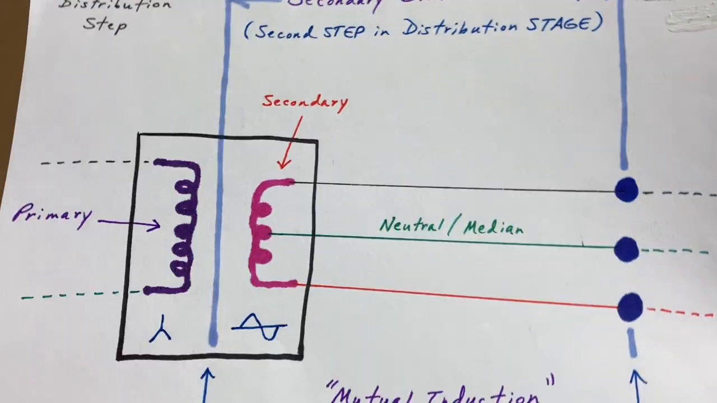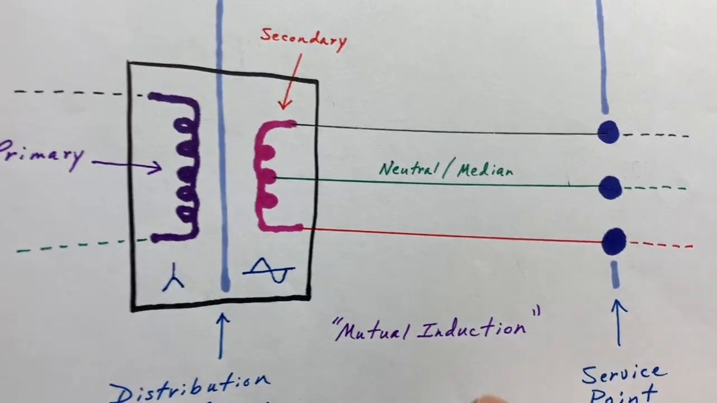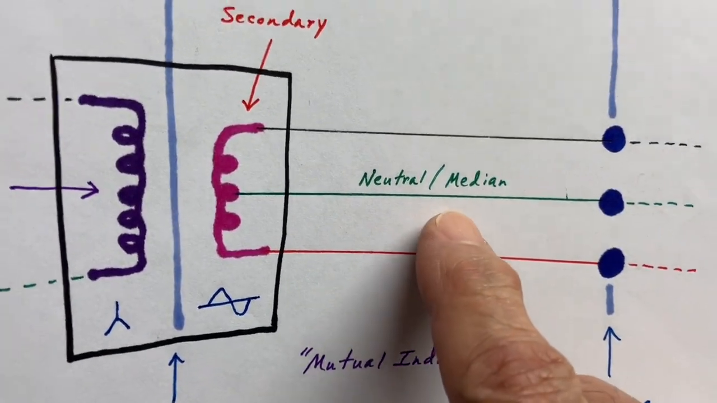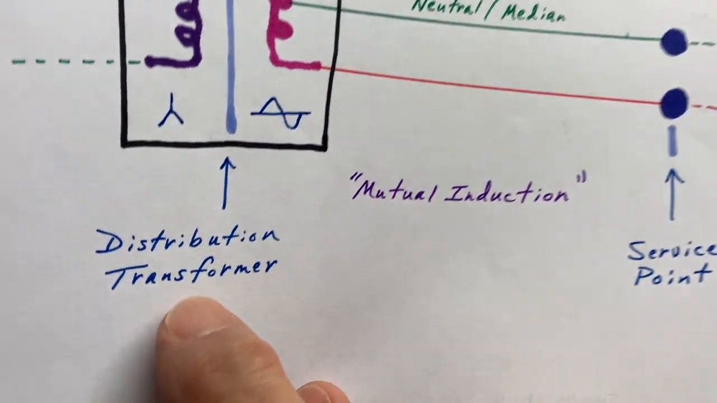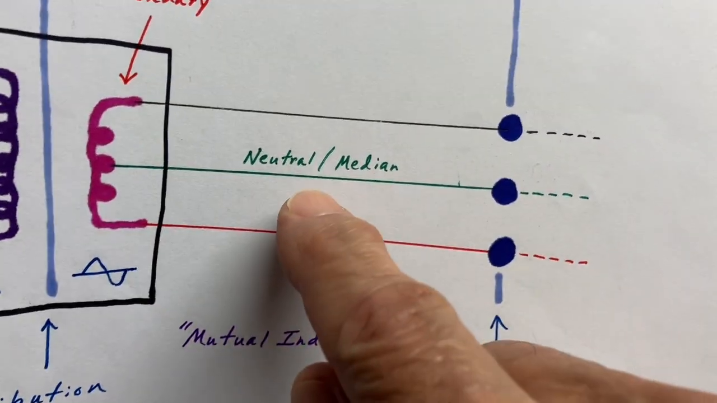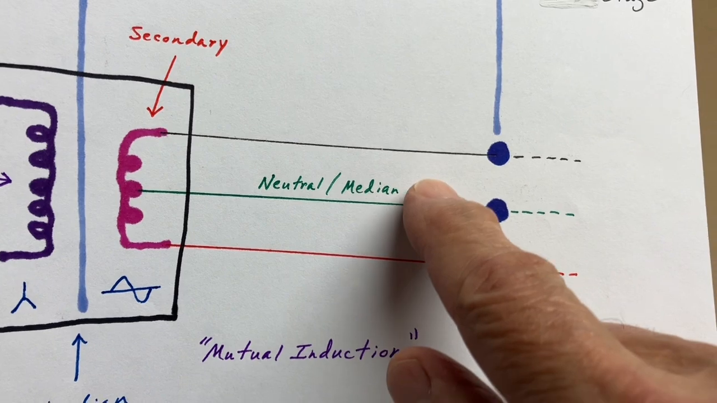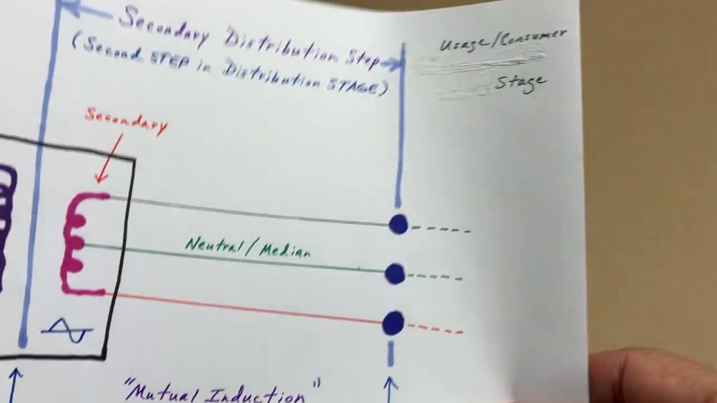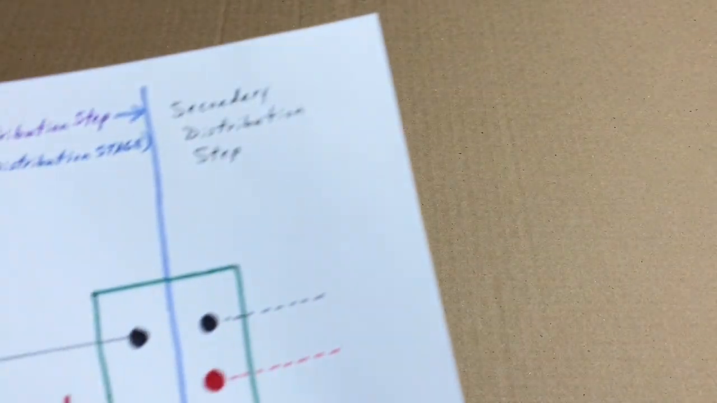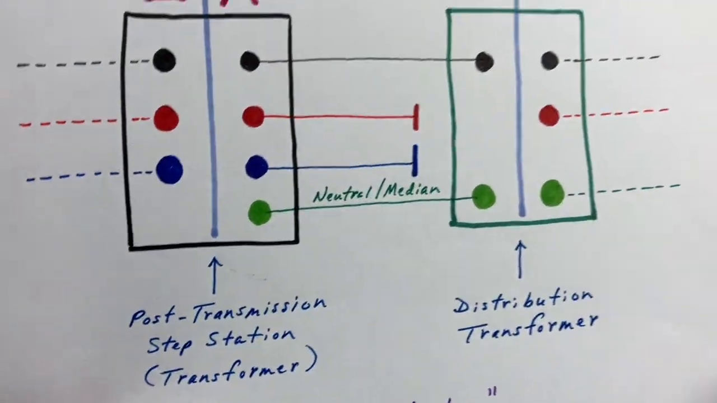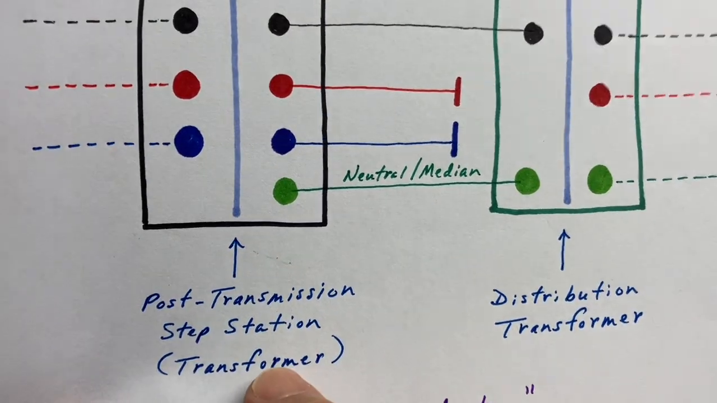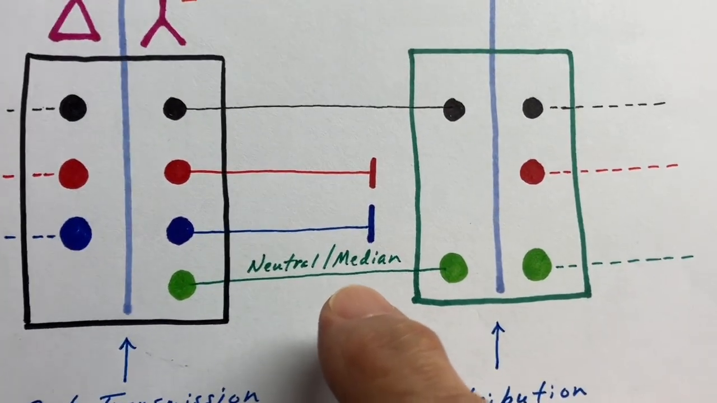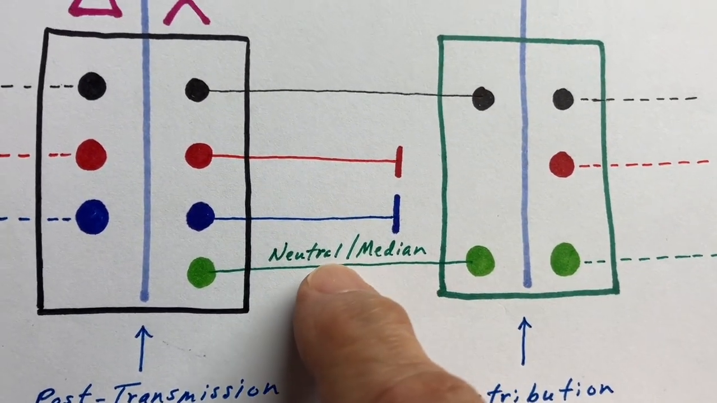Now, the neutral that everyone's familiar with, or most people are familiar with, is the one that originates in the secondary coil of the distribution transformer. That's the ordinary neutral that people talk about or refer to. Then I showed that there is indeed another slightly technically different neutral that originates in the post-transmission transformer. And that's what I call a median, but you can call it a neutral.